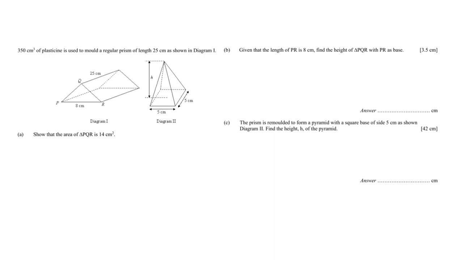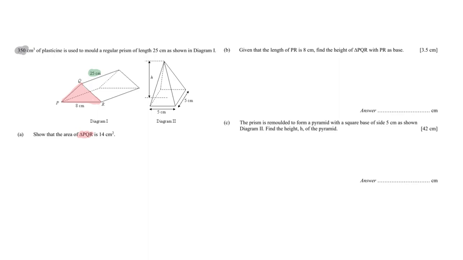Hello everyone, welcome to this video where we are given that 350 cm cube of plasticine is used to mold a prism, length 25, and we also have the area of the triangle PQR.